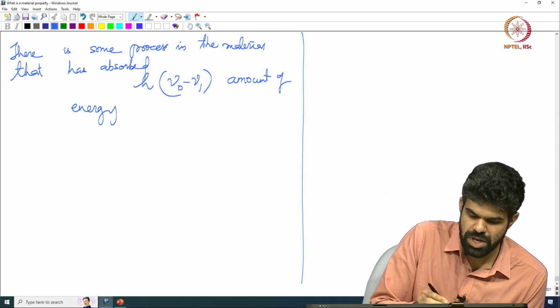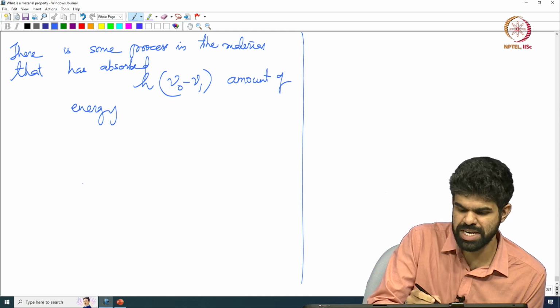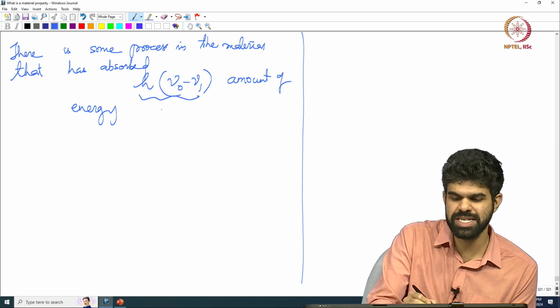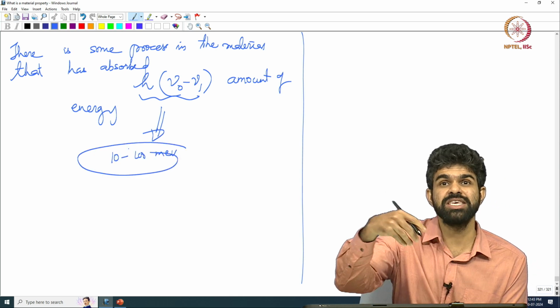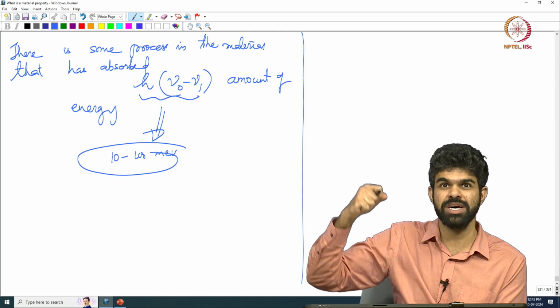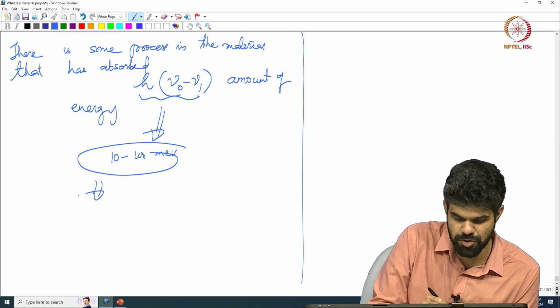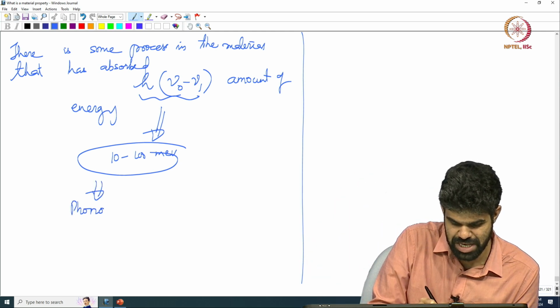So, what are these energies typically? These energies are in 10 to 100 milli electron volts, and what is that thing in your material that has absorbed such an energy? These are typically phonons or lattice vibrations.